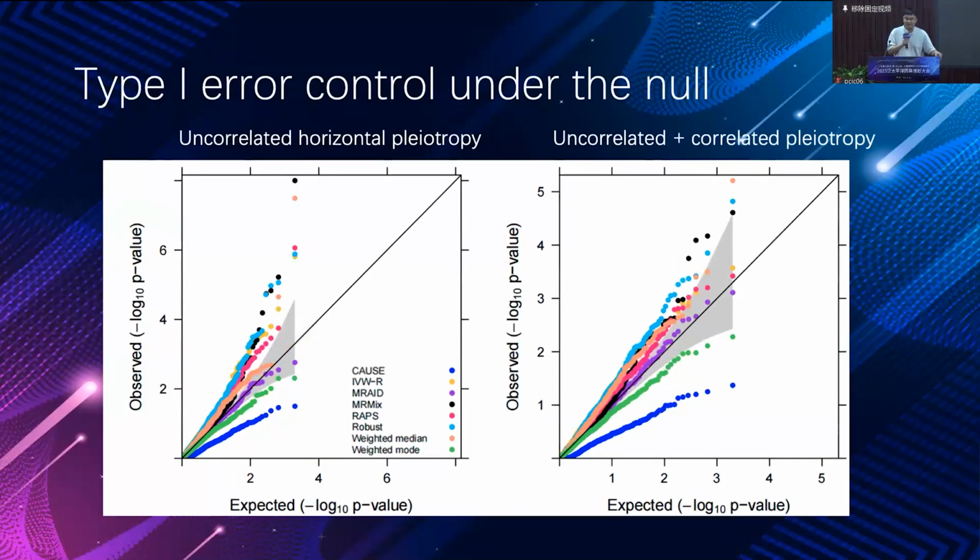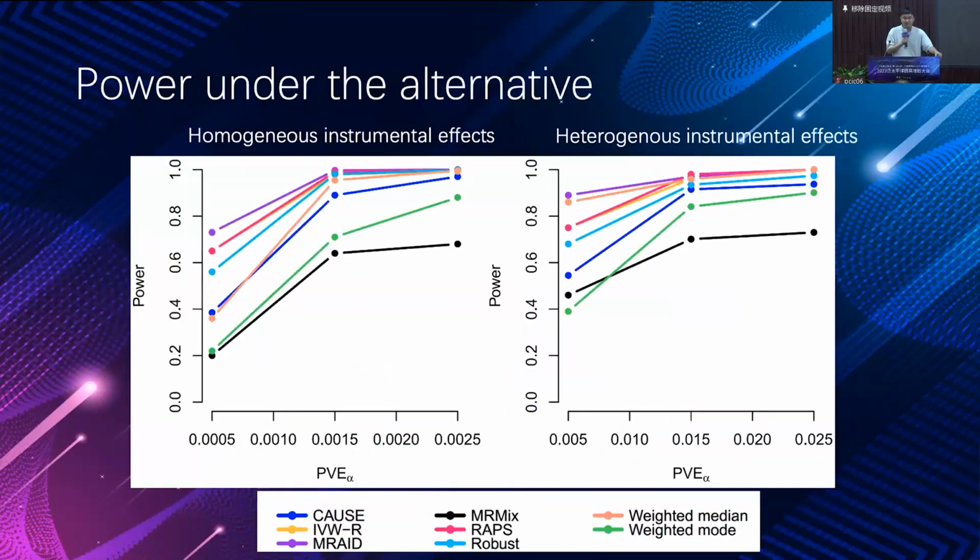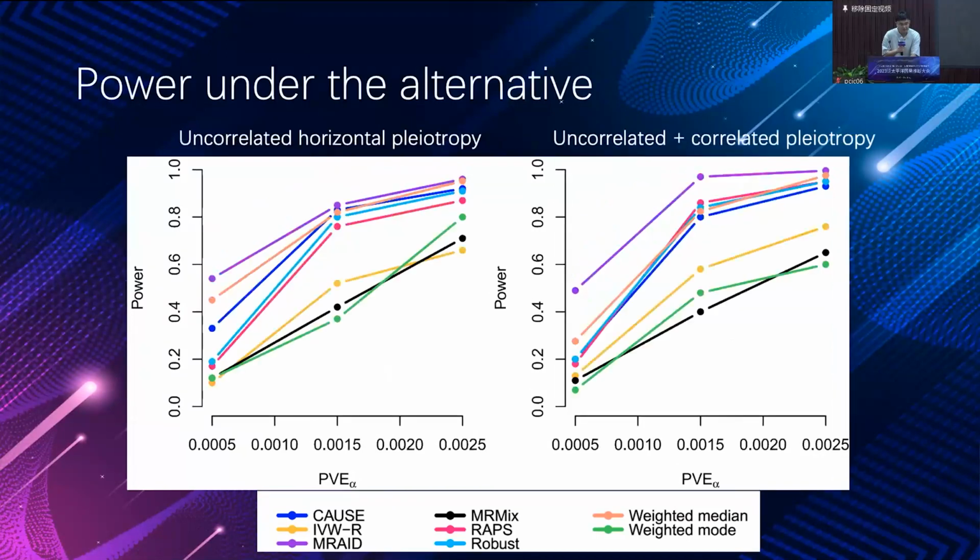We also designed the simulation under uncorrelated horizontal pleiotropy, or under both types of pleiotropy. You can see that MRAID, the purple color, still has good behavior. That's not surprising because we explicitly model both types of pleiotropy. For the power setting, we can see that the MRAID method, the purple color, shows the highest power, no matter whether there is uncorrelated or correlated pleiotropy.